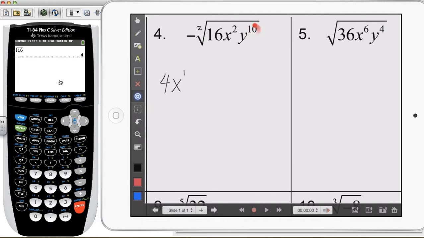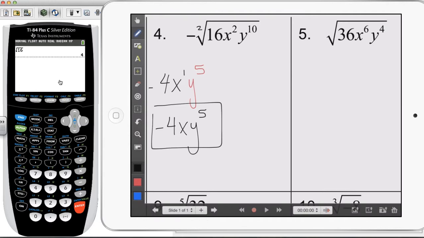Now I can look at the power. I can see that 10 is completely divisible by 2, so 10 divided by 2 is a 5. So the answer would be y to the 5th. Since the square root of 16 is 4, x to the second, 2 is completely divisible by 2, and y to the 10th, 10 is completely divisible by 2. Nothing is left under the radical, so the radical just disappears. And the answer would be 4xy to the 5th. Now remember, you have a negative in front of the radical, so you just copy it down. So my answer would be negative 4xy to the 5th.